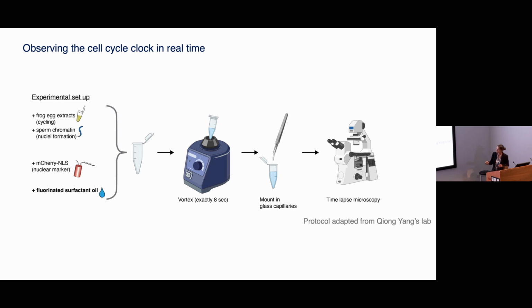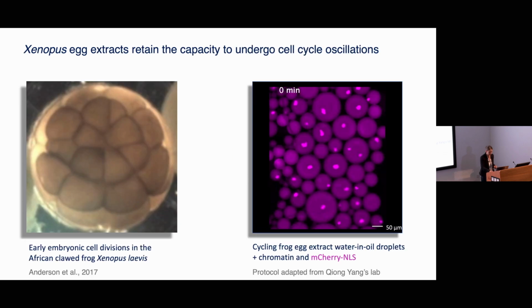And then we take a fluorinated surfactant oil. We do a very scientific step of vortexing for exactly 8 seconds, and we get these water and oil emulsion droplets, which we can then look at under the microscope. And that's what I'm going to show you here.